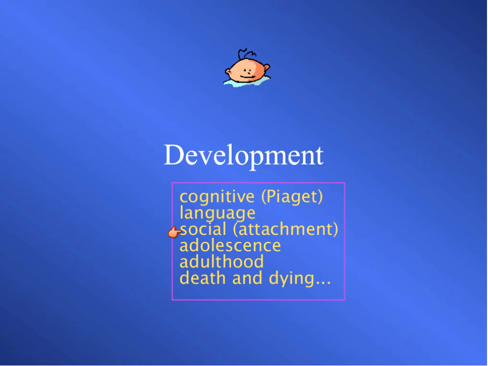All right, let's continue on in our review of development here and start turning our attention for a little while to social development. We're going to spend about 15 minutes or so talking about attachment, and then 5 minutes or so talking about some different parenting styles related to social development as well.